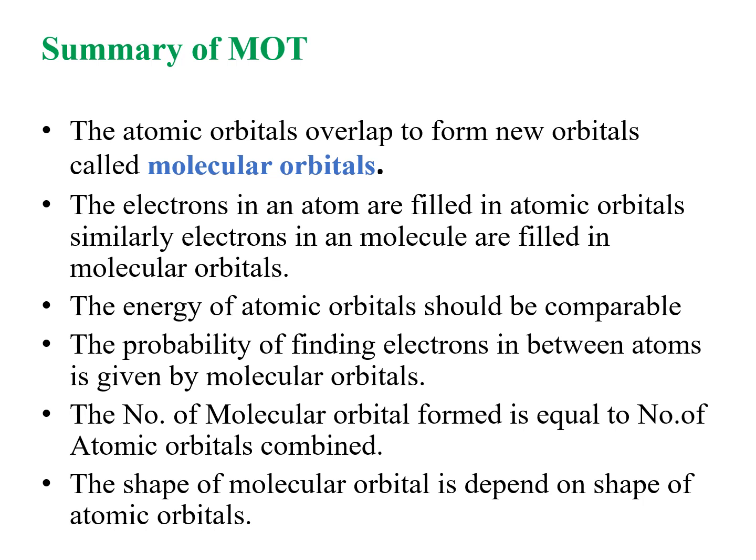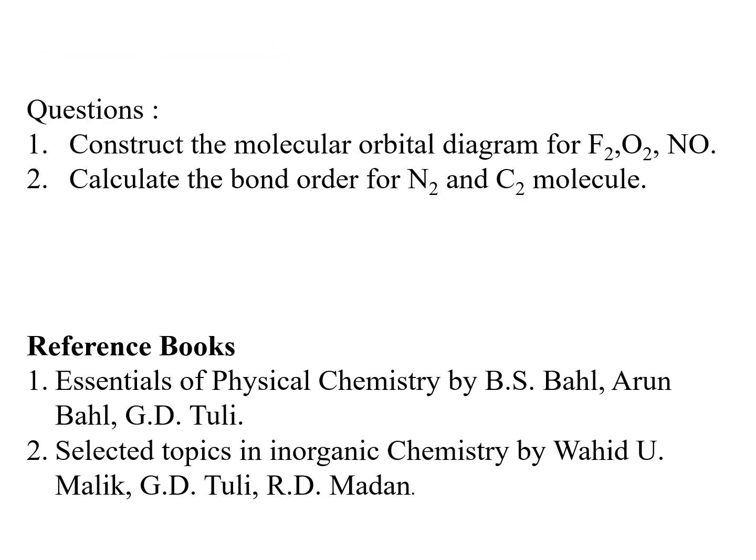Next, a summary of molecular orbital theory. Atomic orbitals overlap to form new orbitals called molecular orbitals. The electrons in an atom are filled in atomic orbitals; similarly, electrons in a molecule are filled in molecular orbitals. The energy of the atomic orbitals should be comparable. The probability of finding an electron between atoms is described by the molecular orbital. The number of molecular orbitals formed is equal to the number of atomic orbitals. The shape of the molecular orbital depends upon the shape of the atomic orbitals.